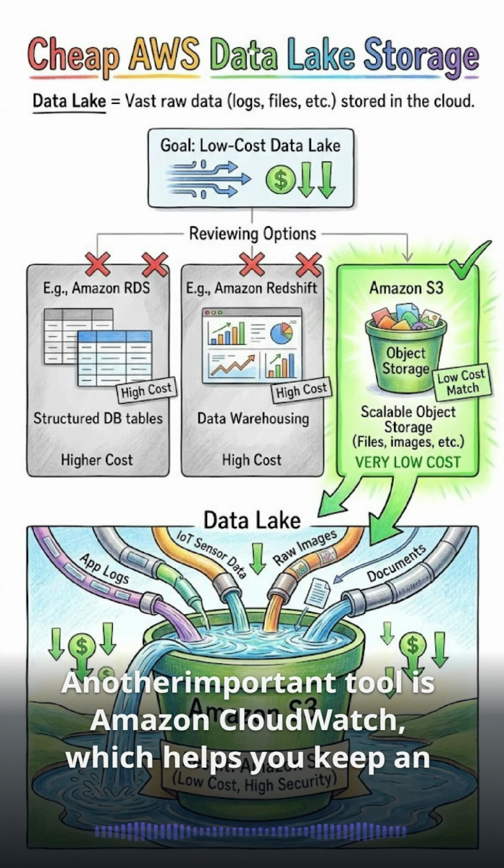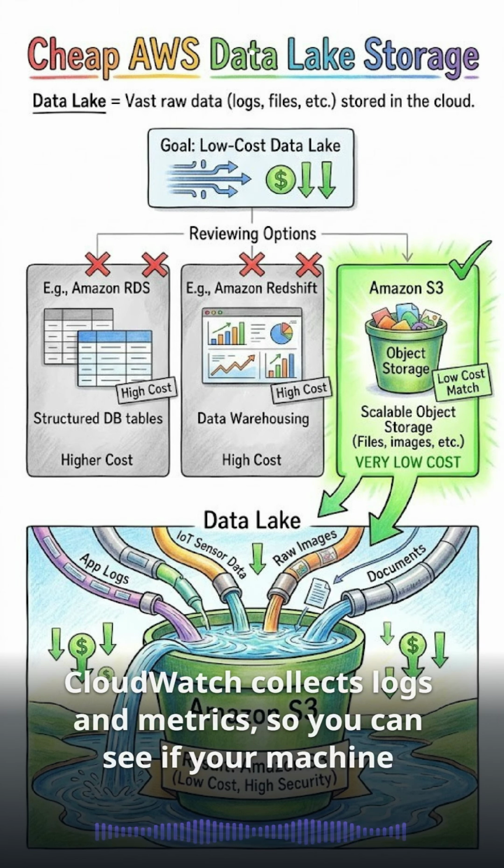Another important tool is Amazon CloudWatch, which helps you keep an eye on all your running systems. CloudWatch collects logs and metrics, so you can see if your machine learning model is working right. If an error happens, CloudWatch will sound an alarm and send a message to your mobile phone.